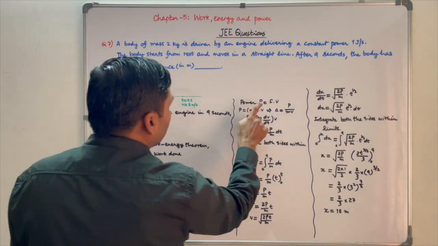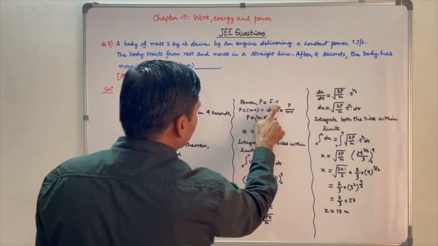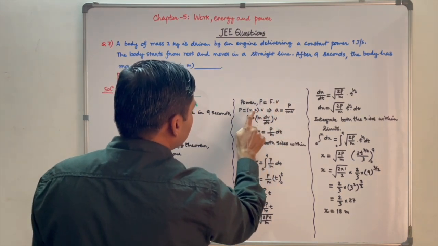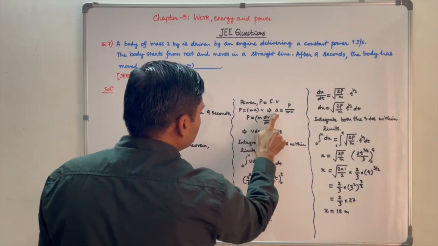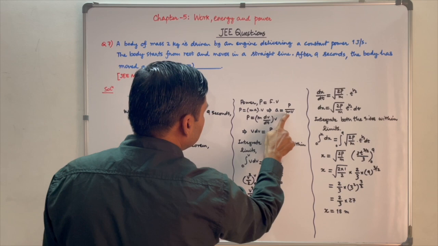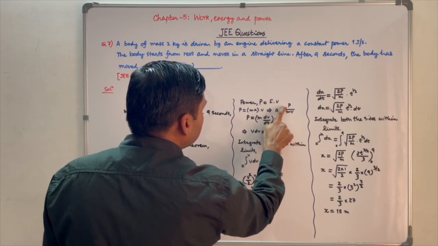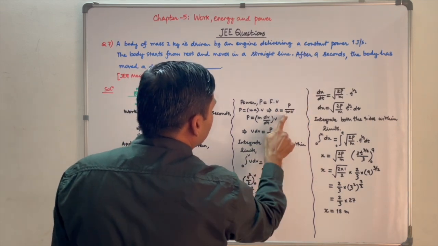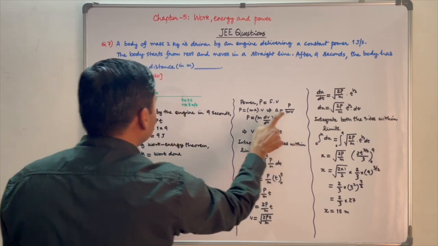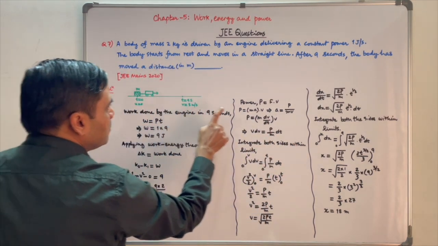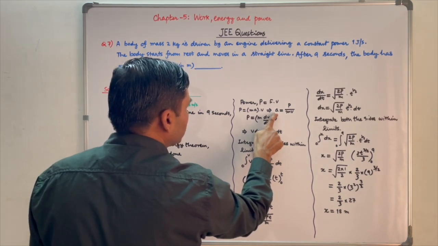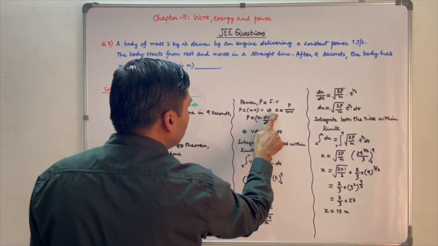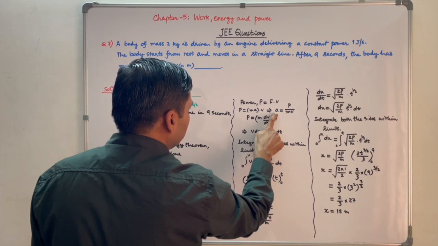We know that power is equal to force into velocity. Force can be written as mass into acceleration. So from here, acceleration is equal to power upon mass into velocity. Power is given as constant. Mass is constant, but velocity is not constant. That means acceleration is varying. So we cannot apply equations of motion in a straight line. We need to change our approach.